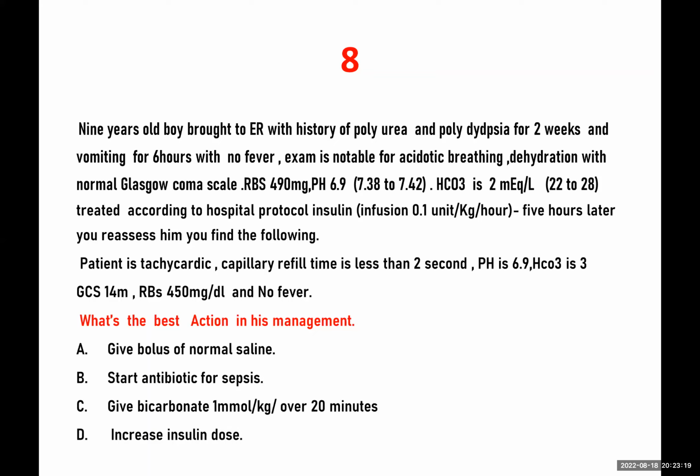So this patient is having DKA for sure. Starting the management, you are assessing your patient. 5 hours later, you come and you find the following. The patient is tachycardic, capillary refilling time is less than 2 seconds. His pH is 6.9 and his bicarb is 3. Glycemic scale is 10-14 and his RBS is 450. No fever. So what is the best action in his management?